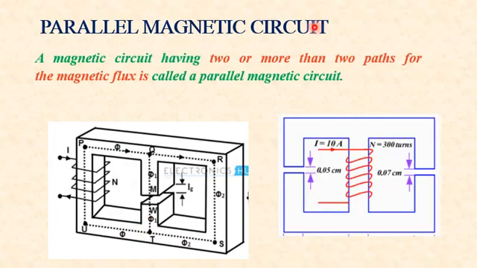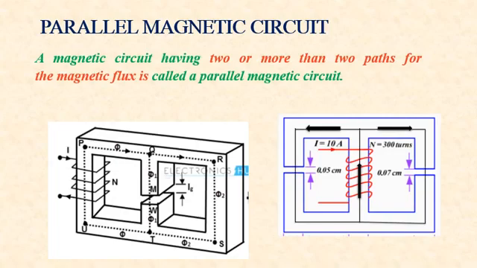Similarly, in the second case, the flux produced in the central limb has two paths to travel. One path is via the left limb and the second path is via the right limb. So these two are some typical examples of parallel magnetic circuit.